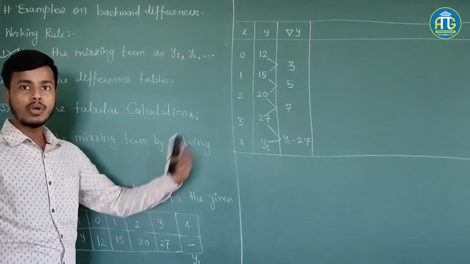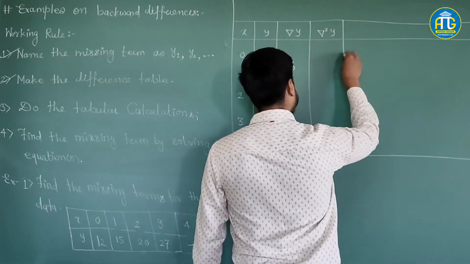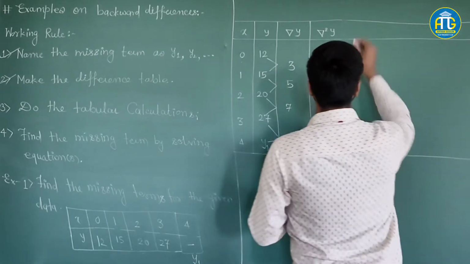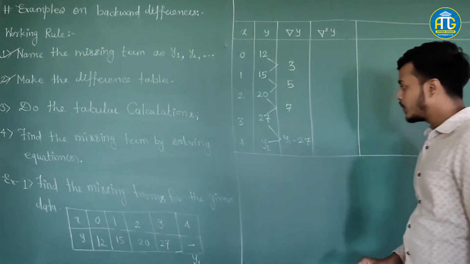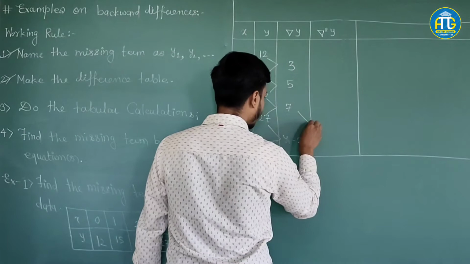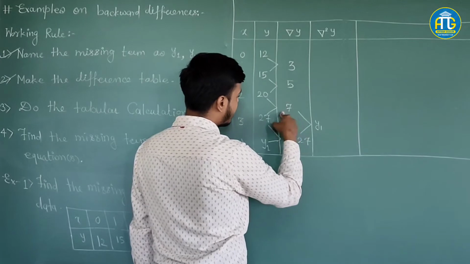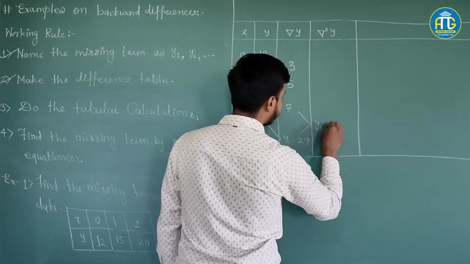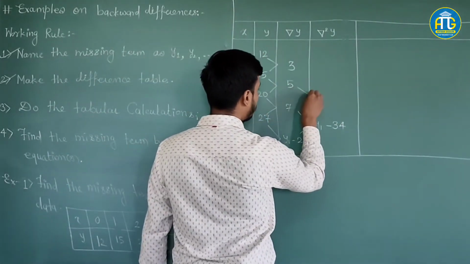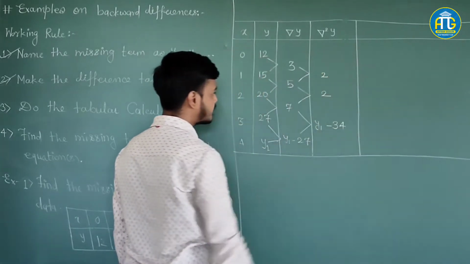Right? Now let's move on to find the further backward differences, that is del 2 of y. So let me take this column to be a bit bigger. What would be the backward difference of this and this? The backward difference of this and this is y1 minus 27 minus 7. So this is y1 minus 34, right? Now the difference of these two is 2. The difference of these two is again 2.